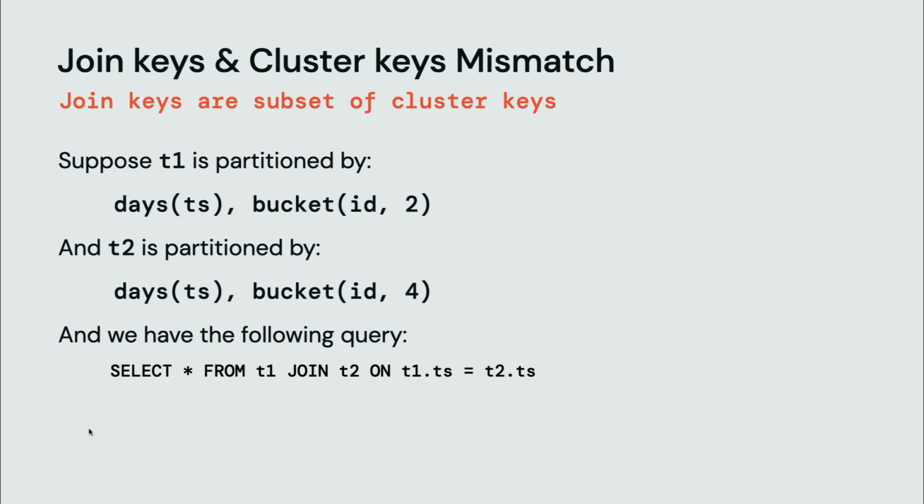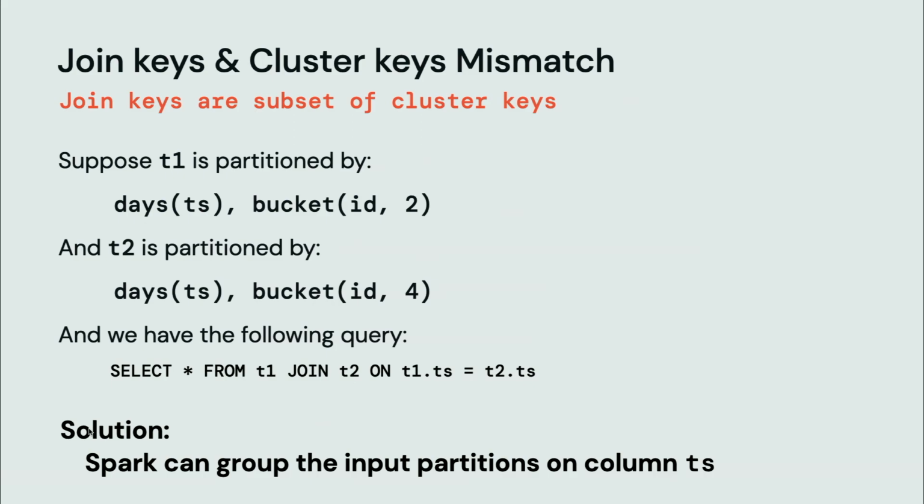The second case is what if my join keys do not match the partition keys or cluster keys? There are several subcases. The first is: what if my join keys are a subset of the cluster keys, or overlap with the cluster keys? Take the example again. Suppose we have T1 and T2, partitioned by 2 columns, TS and ID, but my join query only happens on 1 column, TS. Can we still use SPJ to remove shuffle? The answer is also yes. In this case, Spark can group the input partitions on the column used in the join, which is TS. Let's see how it works.